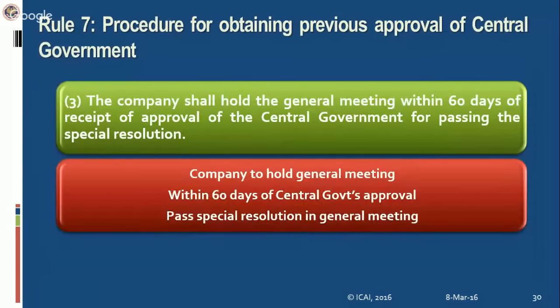So how will the special resolution be passed? Naturally, the company will call a meeting. So the company is to call and hold a general meeting within 60 days of the central government's approval. Within time limits you should keep in mind. Within 60 days of the central government's approval, the company is to hold the general meeting and pass a special resolution in that general meeting. So this is, students, all about rule 7. Before I move further, I check whether there are any online queries or not.